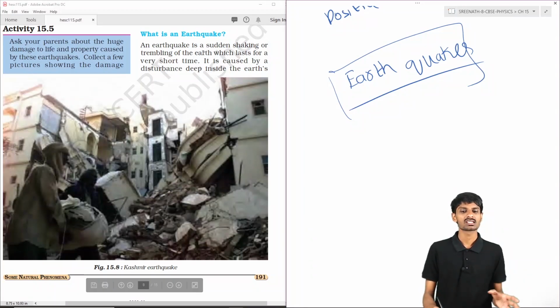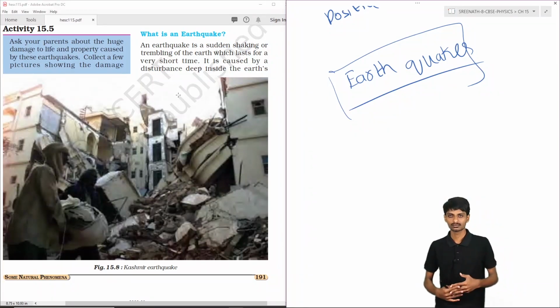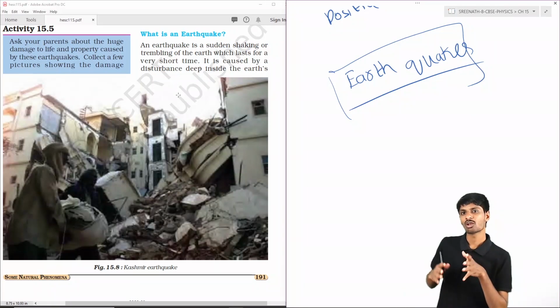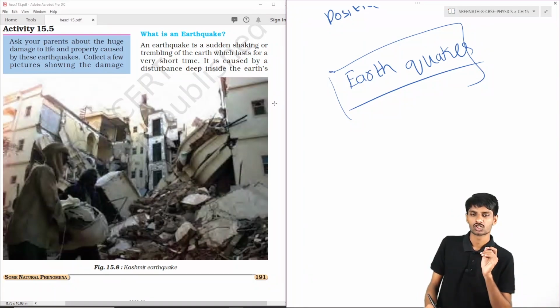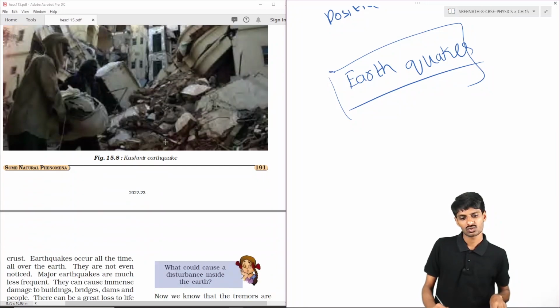An earthquake is nothing but a sudden shaking of the earth. It is true, students, the earth will shake suddenly. That is the earthquake. But it will not shake for a long time. It will shake for only a short time. That sudden shaking is called an earthquake, and it is because of the disturbances produced inside the earth. Okay, students.